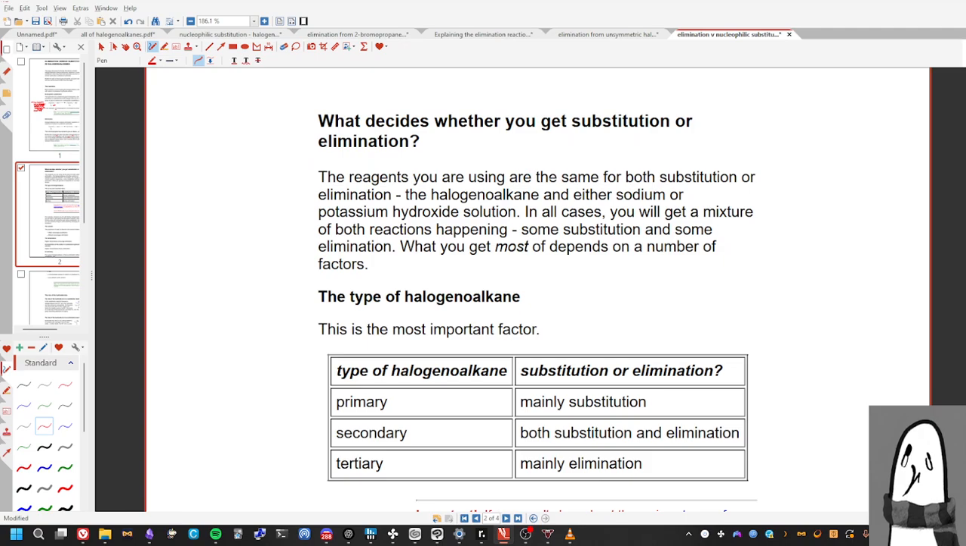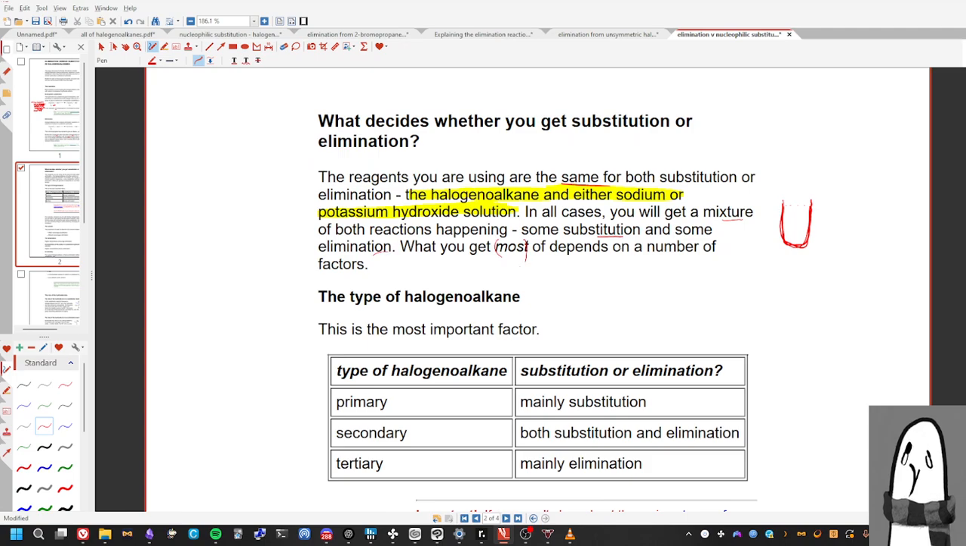So, the reagents you're using are the same. Halogenoalkane, and sodium or potassium hydroxide. In all cases, you'll get a mixture of both reactions happening. So when you actually do them, since they require the same conditions, that means in your reflux flask you're actually going to get a mixture of both. You're going to have substitution and elimination.